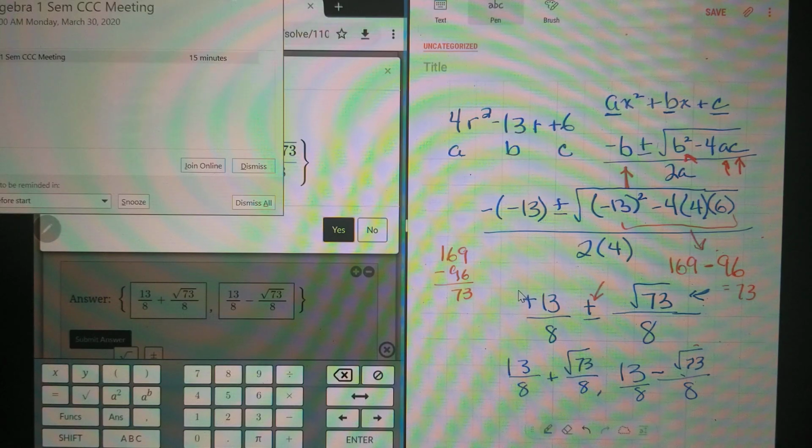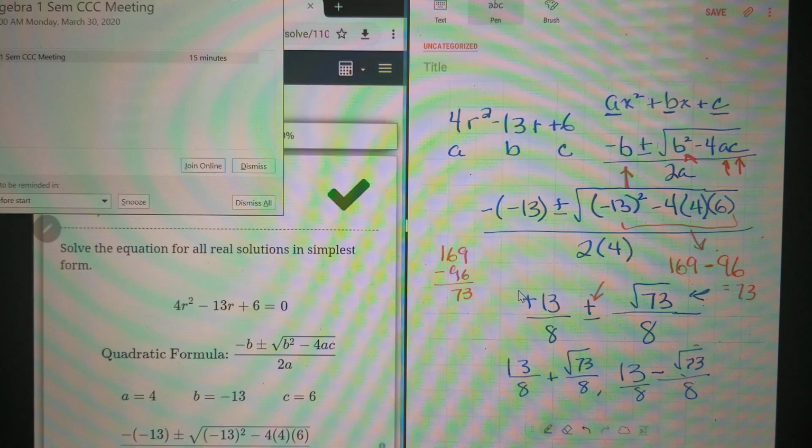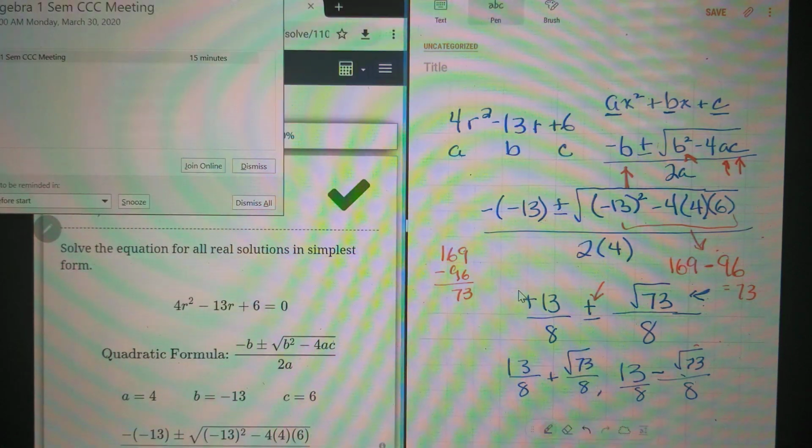Check to make sure that answer matches my answer over here. I say yes, and we get a green check. So there's 5 of those. Good luck with them.